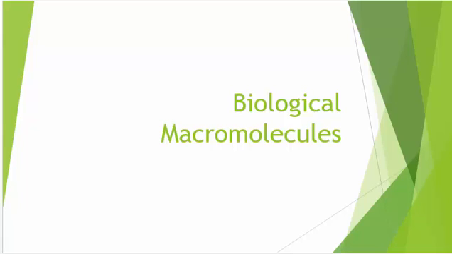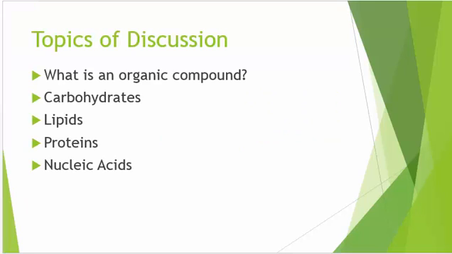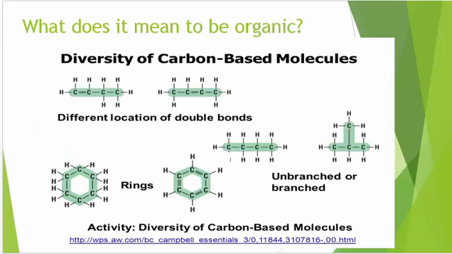Biological macromolecules. Let's look at molecules in general, and then we'll talk about what makes an organic compound, and then discuss the four major macromolecules: carbohydrates, lipids, proteins, and nucleic acids. When we study molecules, a lot of them are largely made of carbon, and when a molecule is based in carbon, we call it an organic compound.